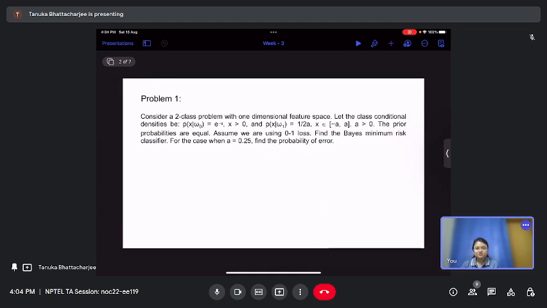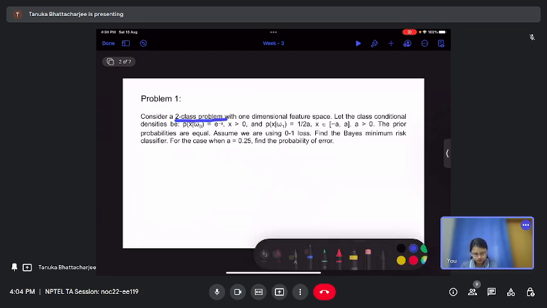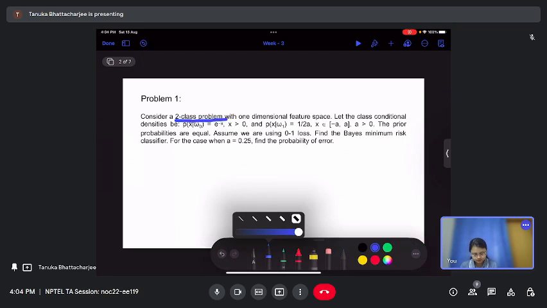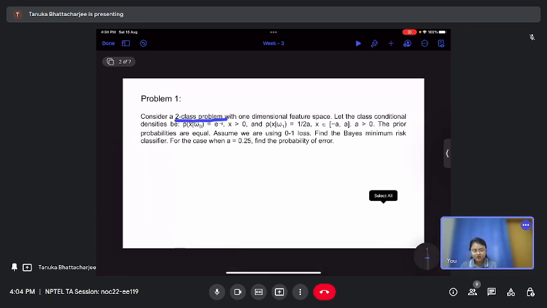So this is the first one. It says that consider a two-class problem with one-dimensional feature space, and let the class conditional densities be.